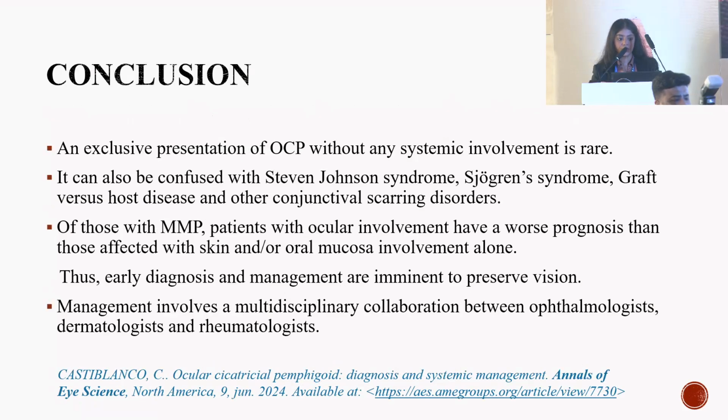Coming to the conclusion, an exclusive presentation of ocular cicatricial pemphigoid without any systemic manifestations is very rare. It can also be confused with other diagnoses like Stevens-Johnson syndrome, Sjogren syndrome, graft versus host disease, and other conjunctival scarring disorders. Of those patients with mucous membrane pemphigoid, patients with ocular cicatricial involvement have a worse prognosis than those with skin or oral involvement. Thus, early diagnosis and management are imminent to preserve vision.